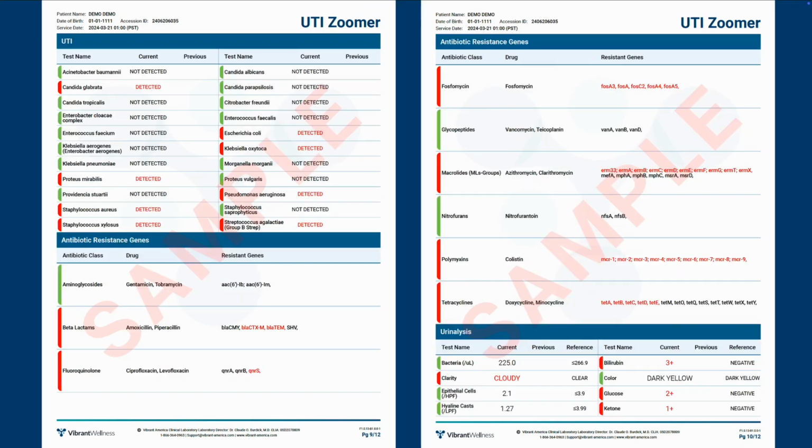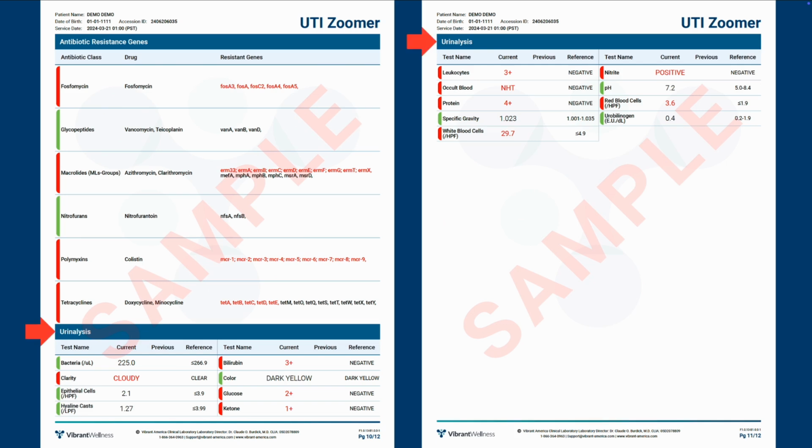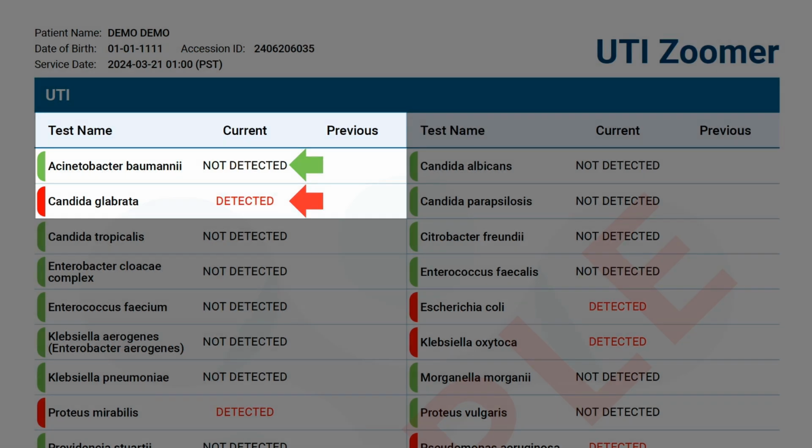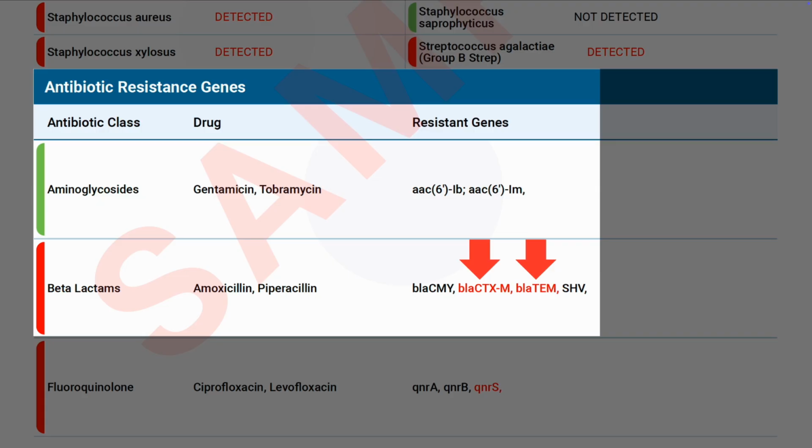And the full report lists the levels of all markers, including pathogens that cause urinary tract infections like E. coli, Klebsiella pneumoniae, and Candida albicans, and antibiotic resistance genes, as well as urinalysis markers like bacteria, clarity, leukocytes, and nitrite. UTI pathogenic species are indicated as not detected in green or detected in red.